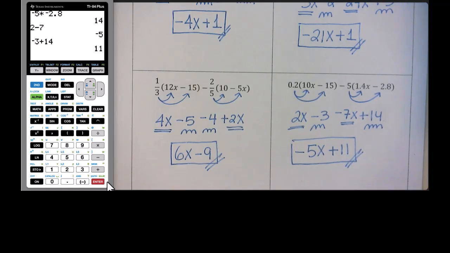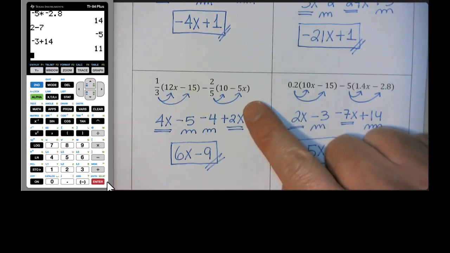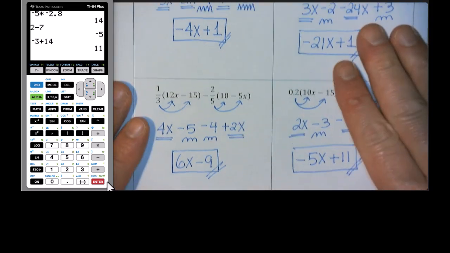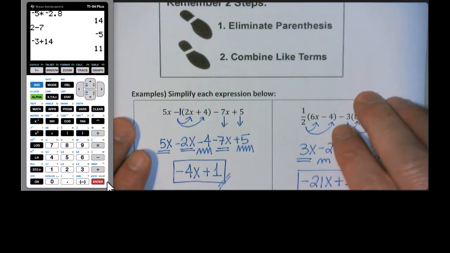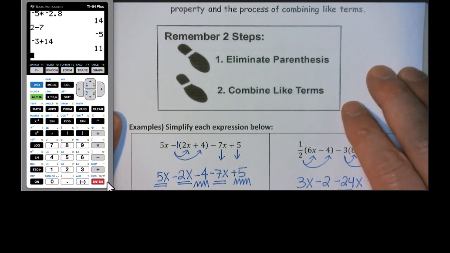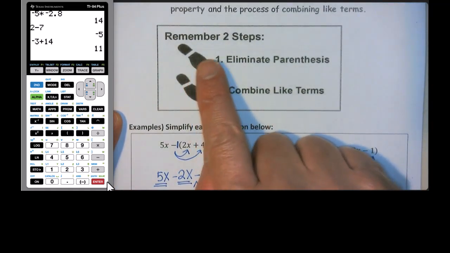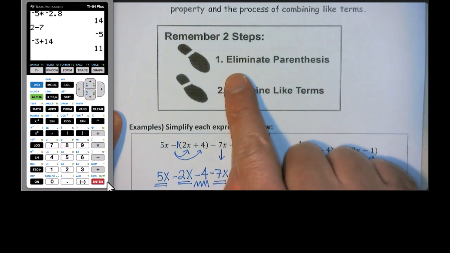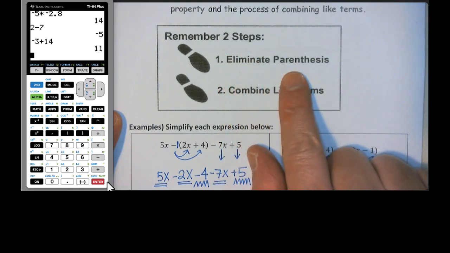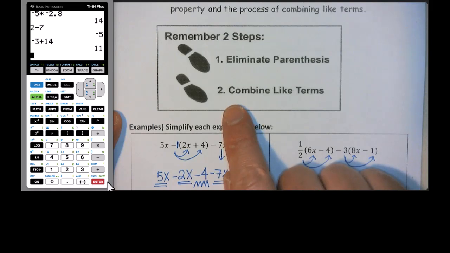So this concludes the lesson for today. Today we learned how to use the TI-84 calculator in order to simplify expressions by using two important steps. If you follow the two steps and use the calculator, you should be fine. Remember the two steps. First step, eliminate parentheses. Second step, combine like terms.